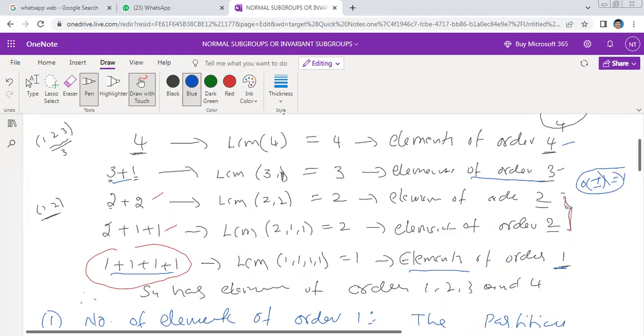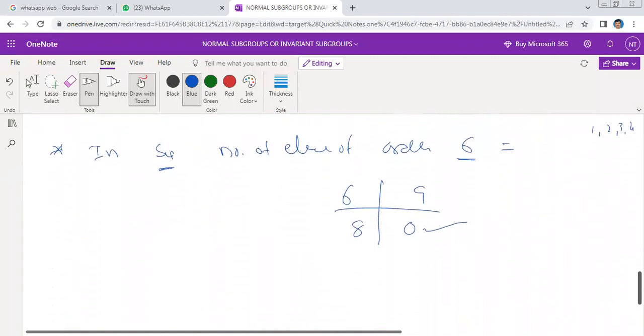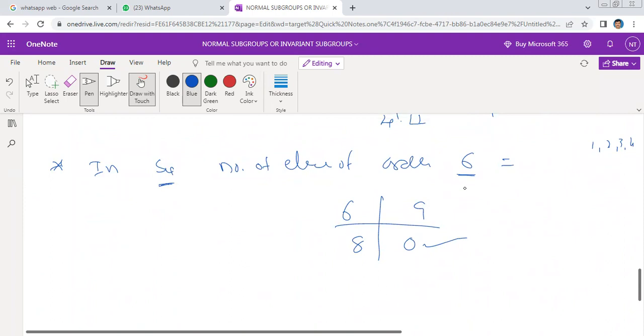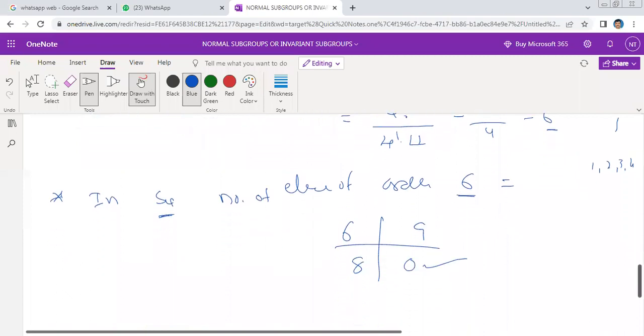ఇక్కడ మాత్రం 2 టైమ్స్ వచ్చినప్పుడు బ్రేక్ చేసుకోవాలి. ఈ రెండింటిని యాడ్ చేస్తే వచ్చేదే టోటల్ నెంబర్ ఆఫ్ ఎలిమెంట్స్, రైట్? ఇలా ఎగ్జామినేషన్ పాయింట్ ఆఫ్ వ్యూలో క్వశ్చన్స్ అడగవచ్చు. S4 లో నెంబర్ ఆఫ్ ఎలిమెంట్స్ ఆఫ్ ఆర్డర్ 4 అన్నాడు అనుకోండి, ఎన్ని ఉంటాయి? ఇది 6. ఈ రకంగా అడగవచ్చు.